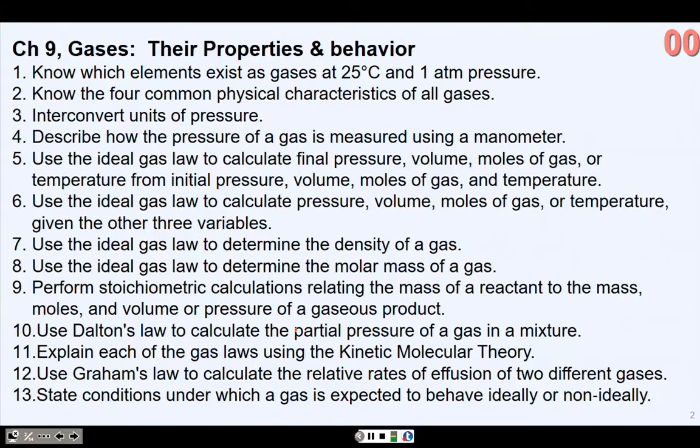The next part of our conversation about gases and their property and behavior is a little bit further down on our list of learning objectives, and that would be to use the things we've talked about so far and perform stoichiometric calculations to relate the mass of a reactant to the mass, moles, or volume of some other product. So it's a little bit of a different application of stoichiometry, but it's completely connected to things we've seen before, an interesting application.